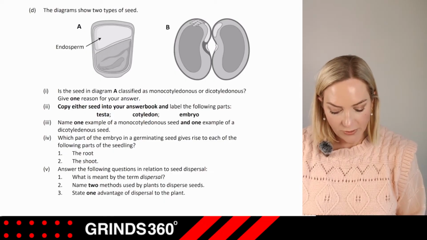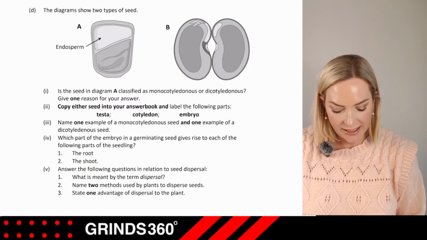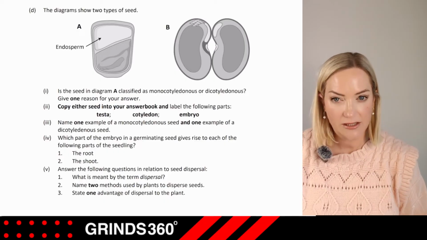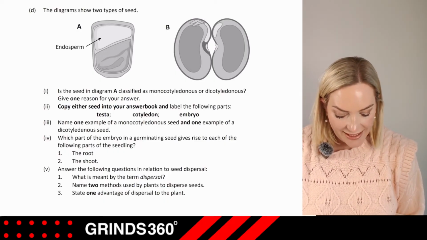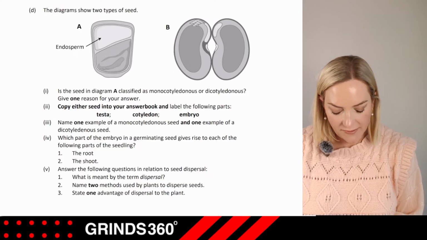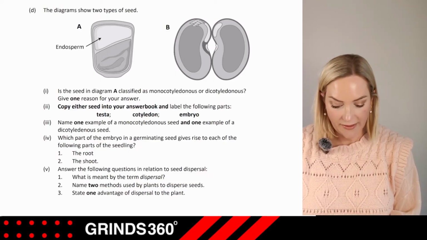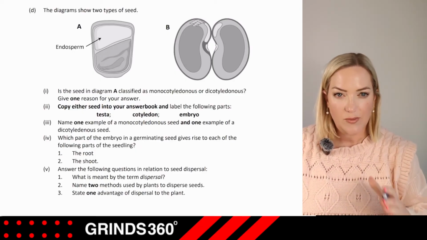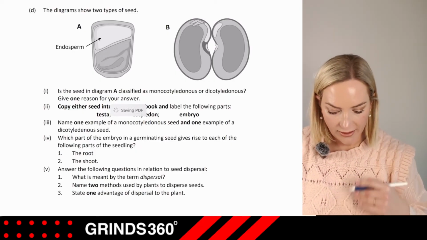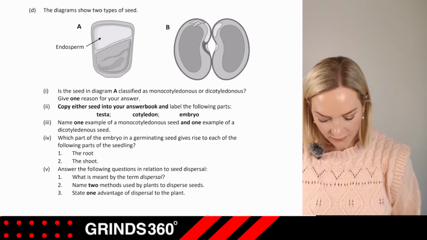Which part of the embryo in a germinating seed gives rise to each of the following: the root and the shoot. Answer the following questions in relation to seed dispersal. What is meant by dispersal? Name two methods. State one advantage. So again, nothing like this has been asked for a while. So let's look and answer this question.